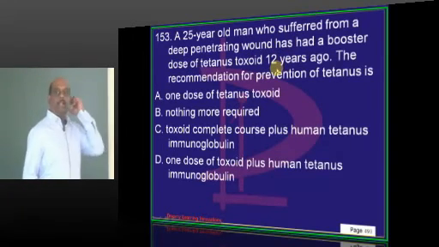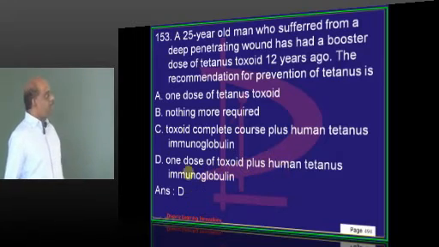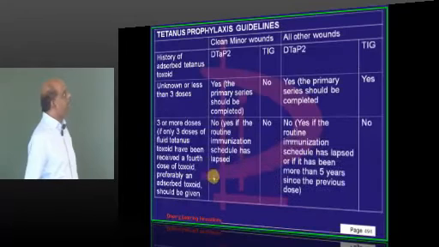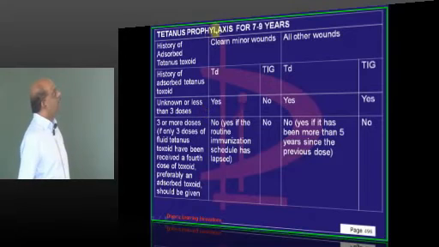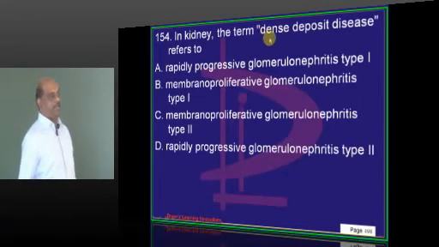Then what is the protocol on the TT? One dose of toxoid and immunoglobulin. One dose of toxoid plus? Immunoglobulin. Tetanus immunoglobulin is the recommendation. So tetanus prophylaxis for 7 to 9 years, for 10 years and older, etc. I leave the literature.